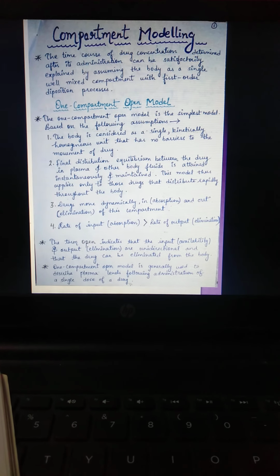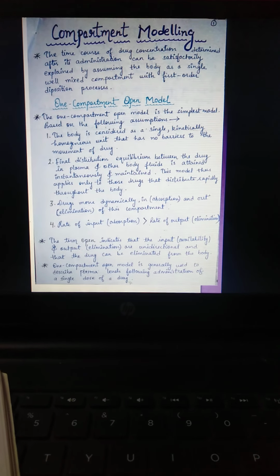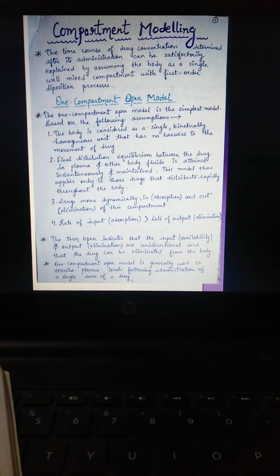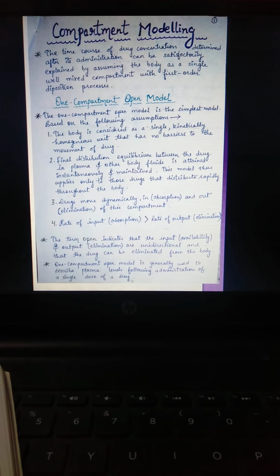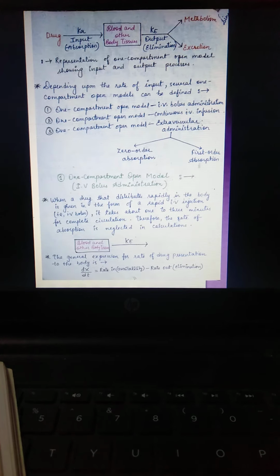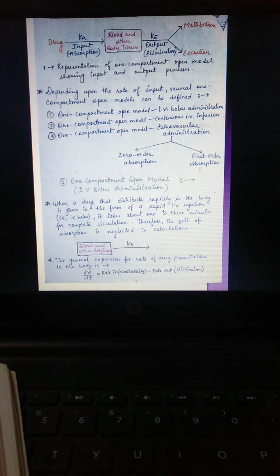So when we go to the open model, it covers IV bolus, continuous IV infusion, EV administration with zero order absorption, and EV administration with first order absorption. IV bolus is when a large amount of medication is given internally. Continuous IV infusion is given at a much slower rate. What is the difference between IV infusion and IV bolus?